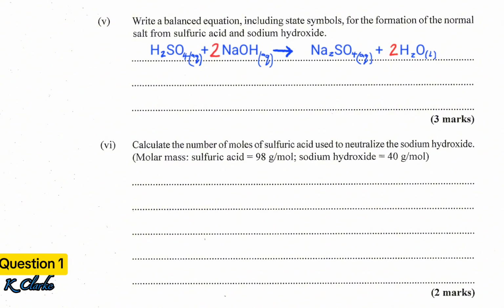Part 6. Calculate the number of moles of sulfuric acid used to neutralize the sodium hydroxide. Molar mass for sulfuric acid is 98 grams per mole, and for sodium hydroxide, 40 grams per mole. In order to calculate the number of moles of sulfuric acid used, we have to know the mass of sulfuric acid. Mass of sulfuric acid equals concentration multiplied by volume.